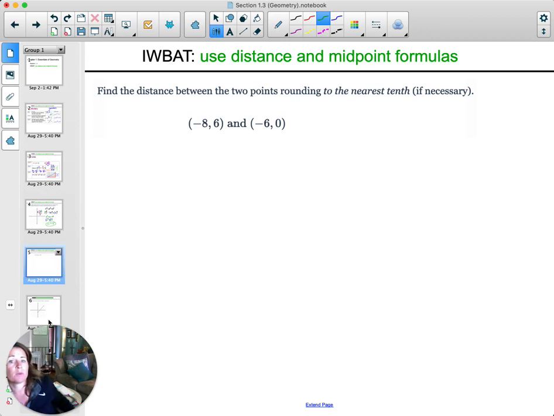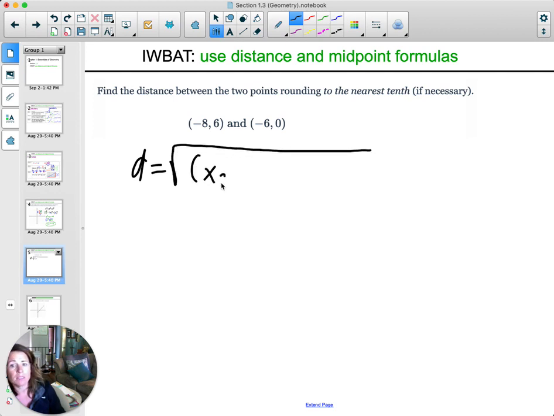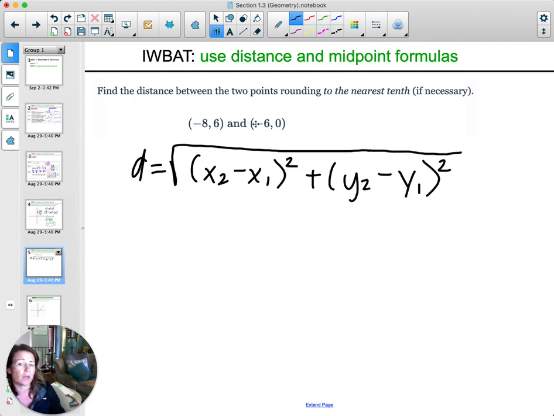Find the distance between 2 points given just 2 ordered pairs. So here I'm going to do the distance formula. You could graph this and do what we just did if you had graph paper. But let's go ahead and do the distance formula. So remember that that's x sub 2 minus x sub 1 squared plus y sub 2 minus y sub 1 squared, and then the square root of that whole thing.